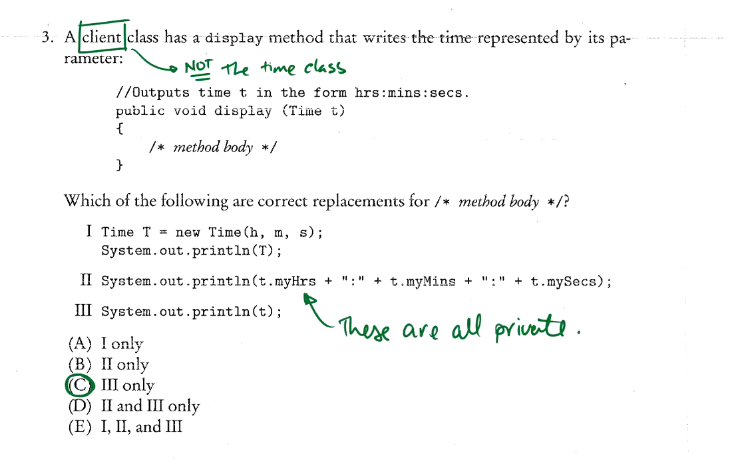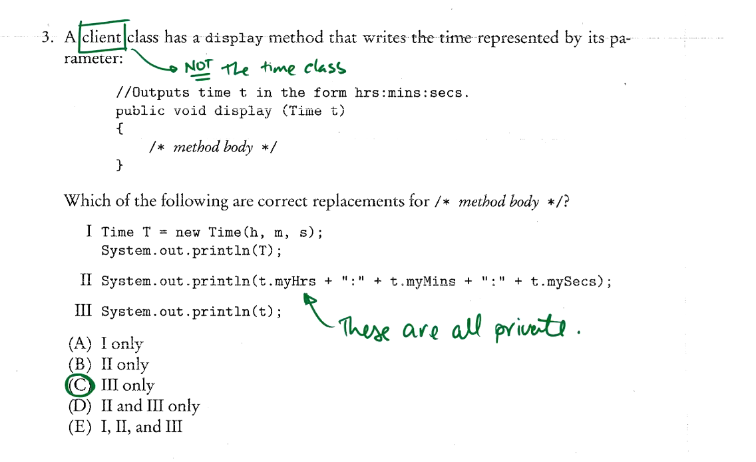So for question 3, we have a client class, and it has a method in it called display. It writes the time represented by its parameter. So if you were to give it a time object and call display with a time, it'll print it out on the screen. So the first problem is, let's see.